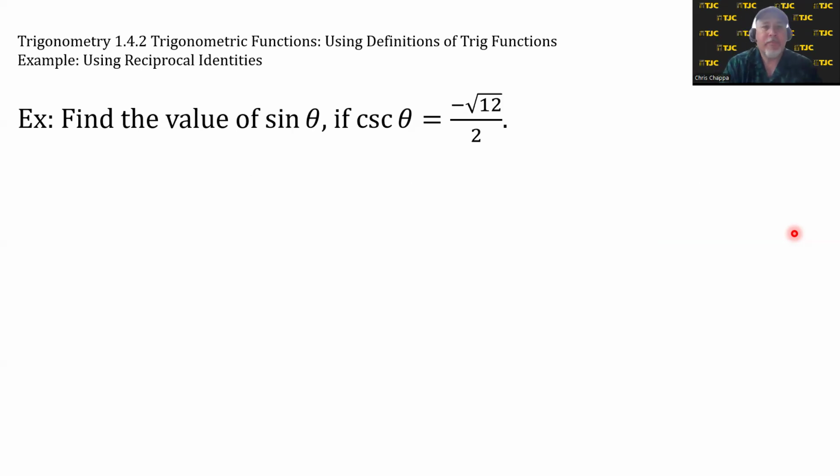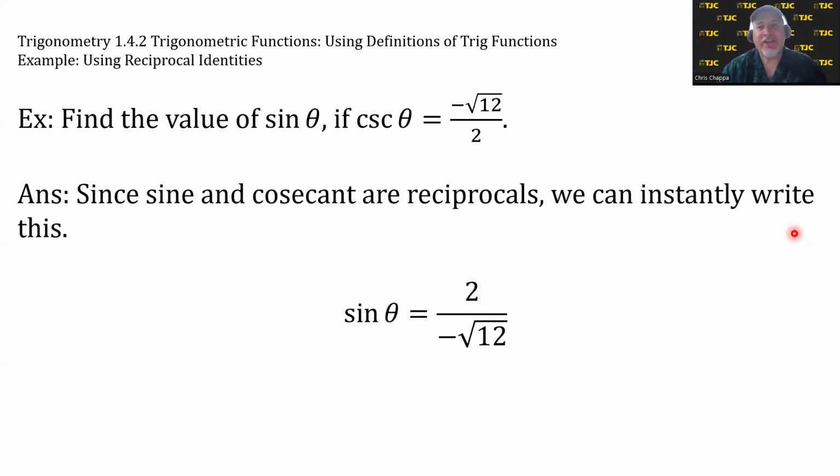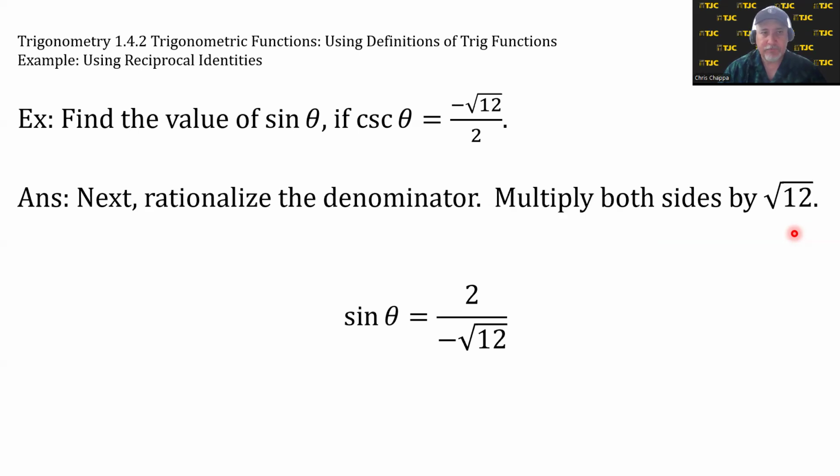Let's try one more. This one has a square root in it. Find the value of sine theta if cosecant theta equals negative square root of 12 over 2. Since sine and cosecant are reciprocals, we can instantly write this. Sine of theta equals 2 over negative square root of 12. Next, we'll rationalize the denominator. I can't recall if we've discussed rationalizing denominators yet. It simply means do something to get rid of the square root in the denominator.